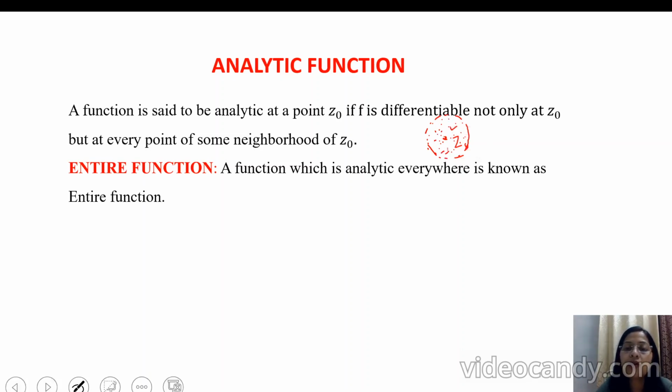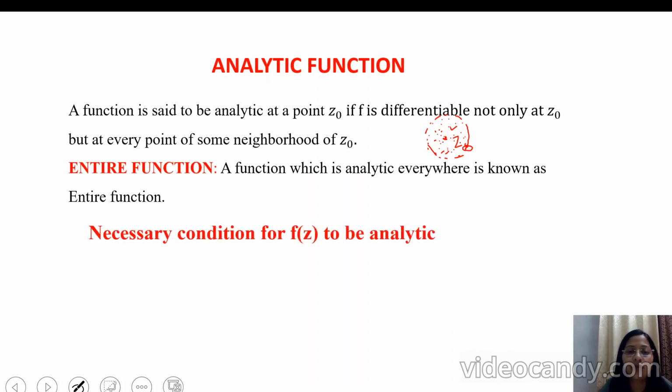Means in the neighborhood of z0, or all the points lying inside this small circle of very small radius, the function should be existing or having finite value. Then we would say that that particular function is analytic at point z0. Right? So this was the mathematical explanation for an analytic function. Entire function I have already told you. Function which is analytic everywhere is known as entire function. Everywhere means in the interval or in the domain where it is defined. So a function which is defined in any interval, it should be analytic at each and every point of that interval. Then that is known as entire function.